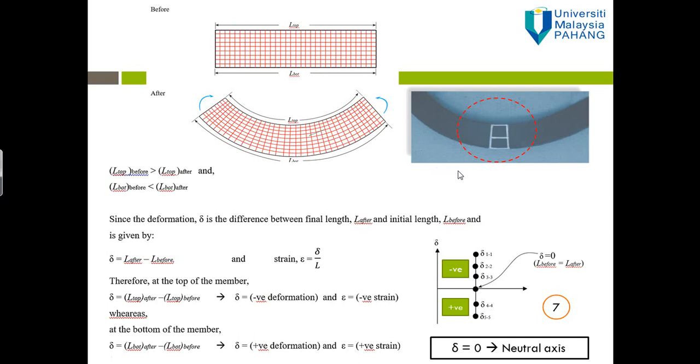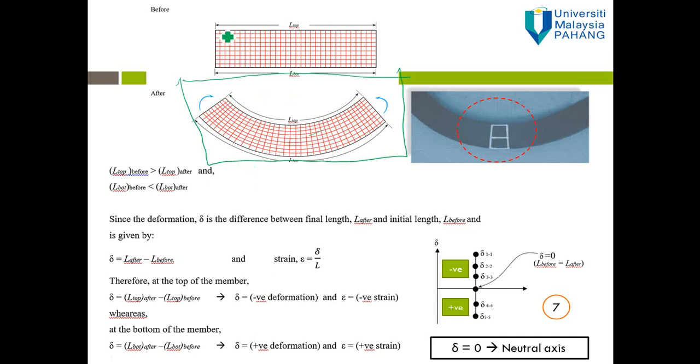Alright, so now let's look at the beam after deformation. Here, which is this one. What we can see from here, we can observe that the total length of the top surface becomes shorter.